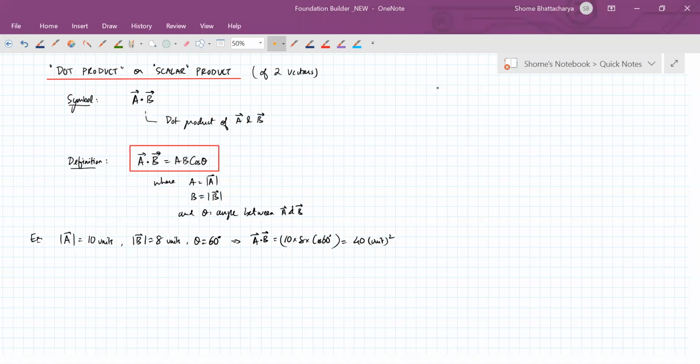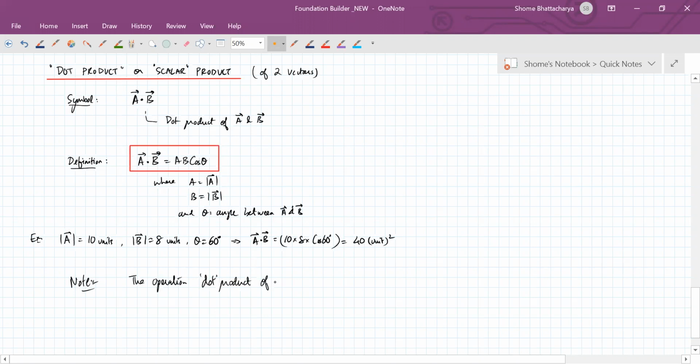So few things we can understand about dot product before we move ahead with more examples. So first of all, the operation dot product of two vectors results in a scalar quantity.